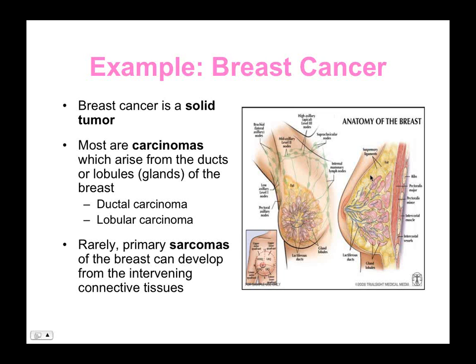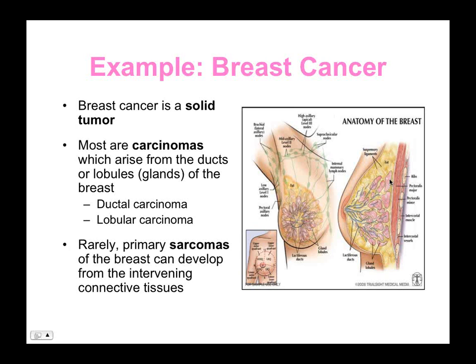I'm not sure if you can see my pointer or not, but the majority of the breast is made of fat, and that's all of the yellow here. But the actual breast tissue has the glands, the lobules here in pink on the right of the screen, and then the ducts that basically transport the milk made in the lobule or the gland to open into the nipple. And so you can have a cancer that arises and starts off in the lining of the duct, and that would be a ductal carcinoma.